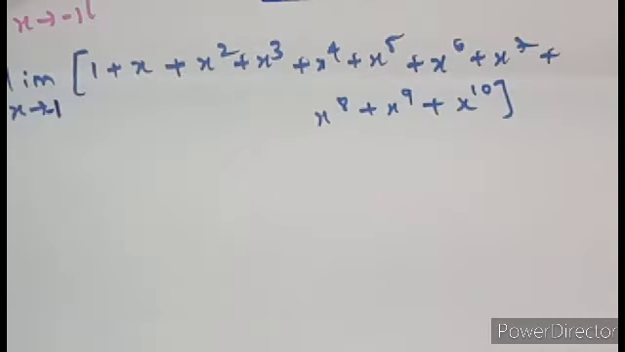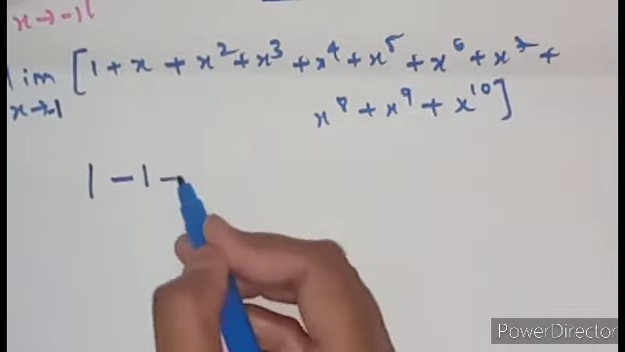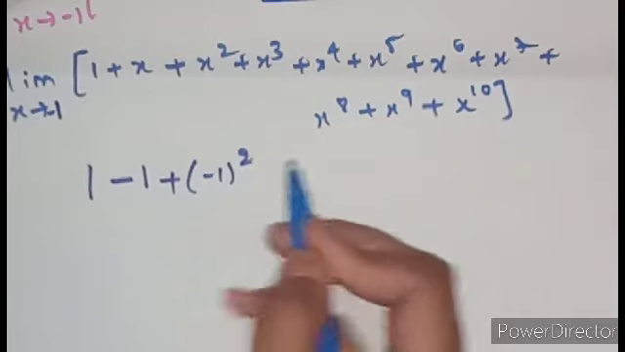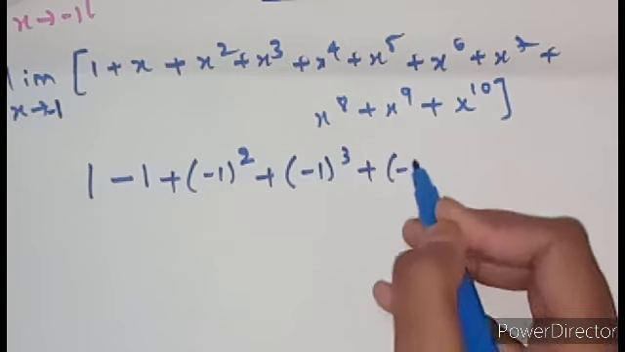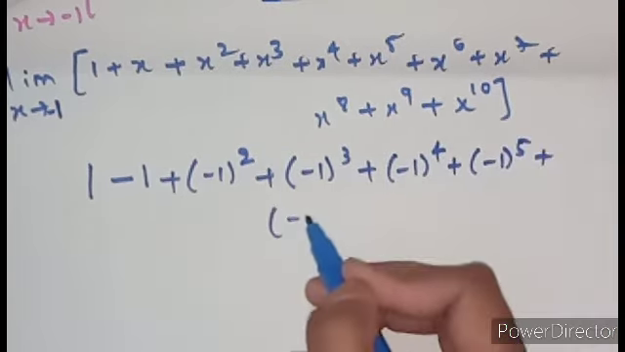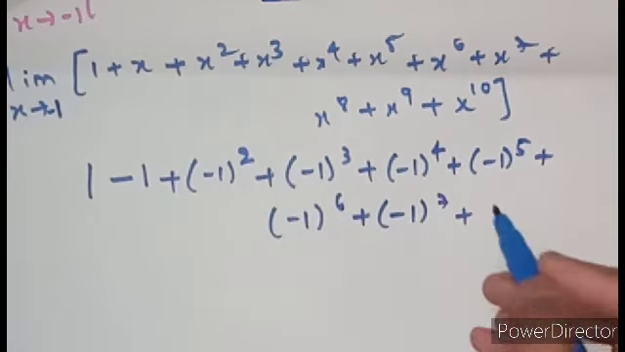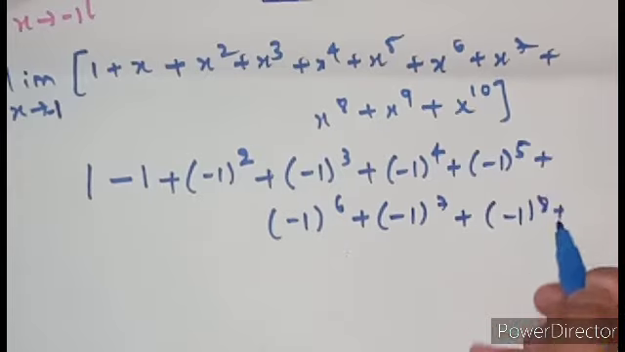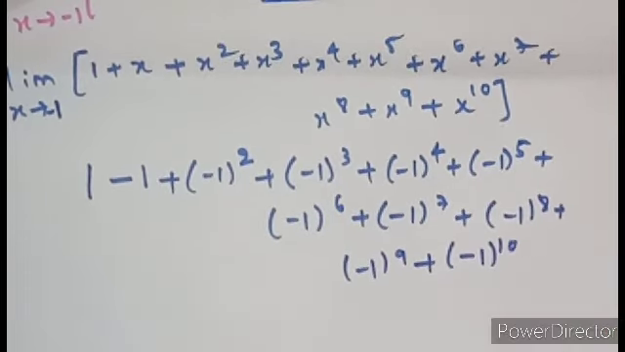Here x is tending to minus 1, so put minus 1 in place of x. So 1 as it is, plus minus 1 whole square plus minus 1 whole cube plus minus 1 whole power 4 plus minus 1 whole power 5 plus minus 1 whole power 6 plus minus 1 whole power 7 plus minus 1 whole power 8 plus minus 1 whole power 9 plus minus 1 whole power 10.